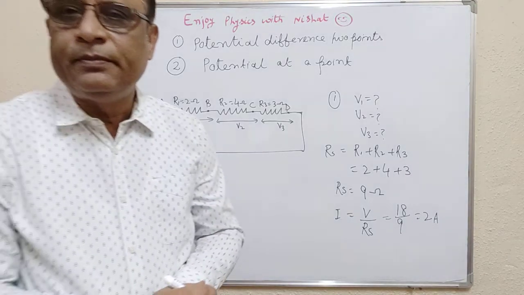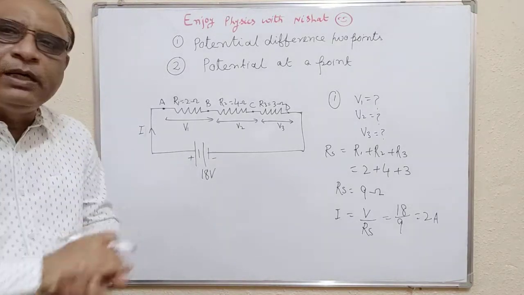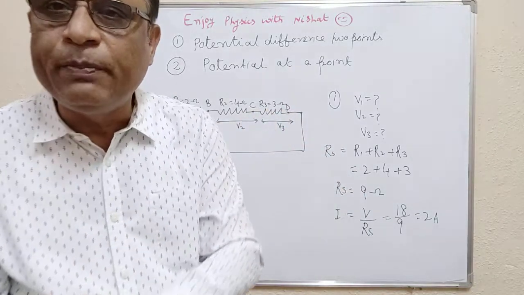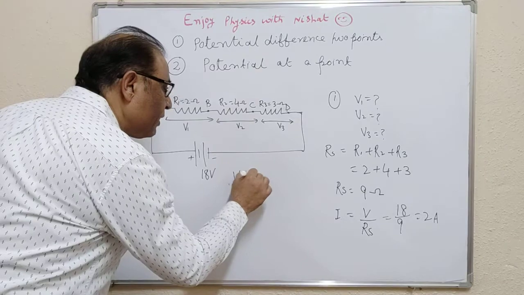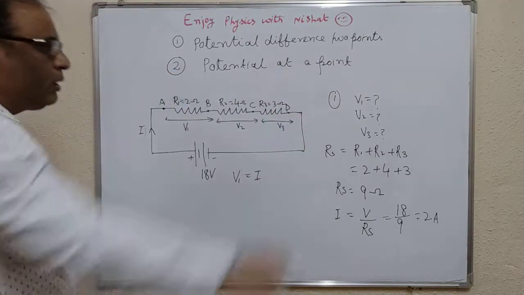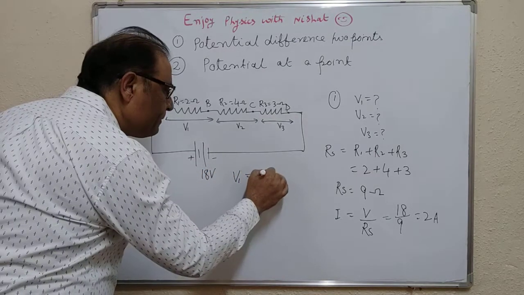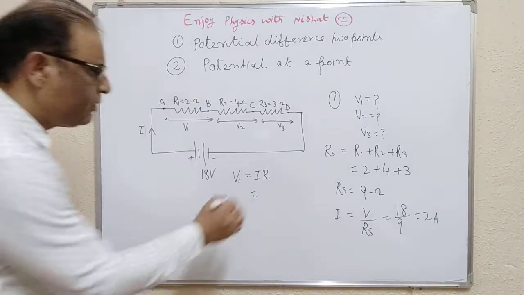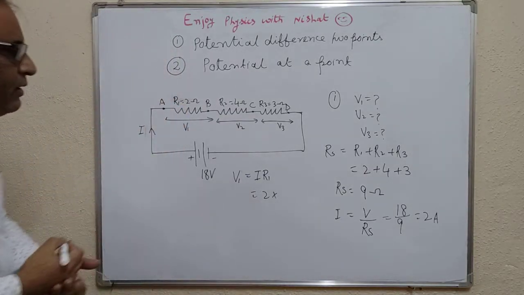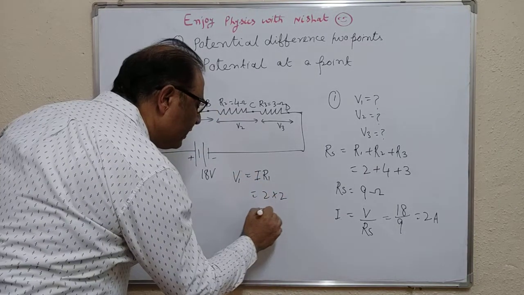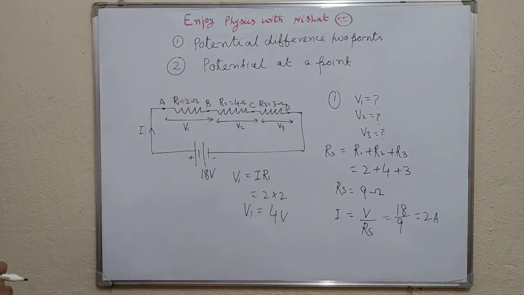Now come to Ohm's law. It is very clear, potential drop is directly proportional to the current, or current is directly proportional to the potential drop. And finally, from Ohm's law, we get V1 is equal to I R1, because I is same in all resistances, but potential drops are different. Yes, students. How much I? 2 ampere. How much resistance R1? 2 ohm. That is 4 volt. Very good. You got it. V1 is equal to 4 volt.